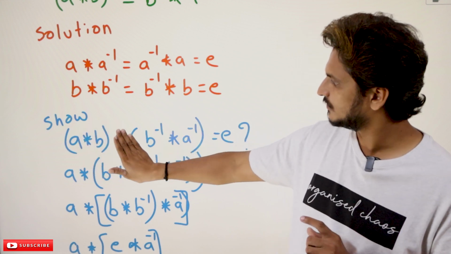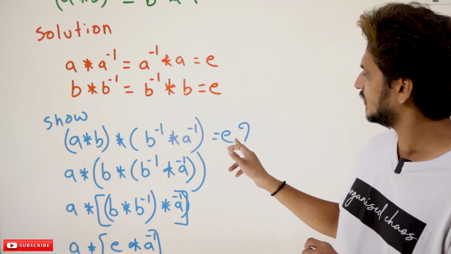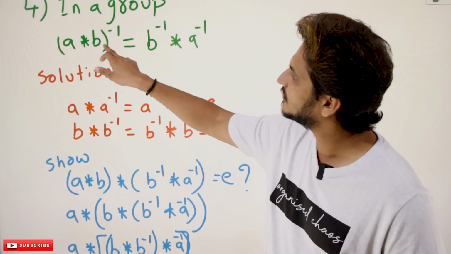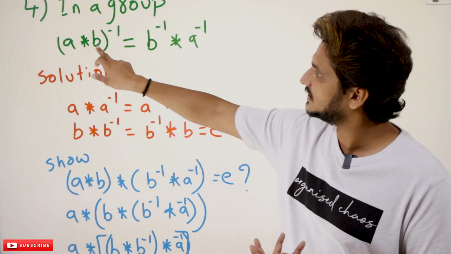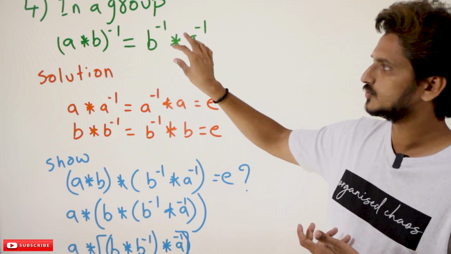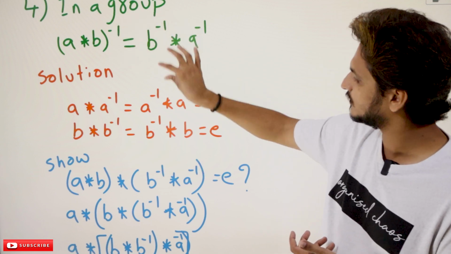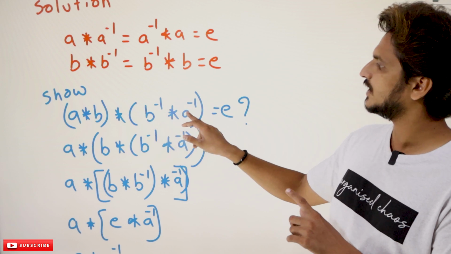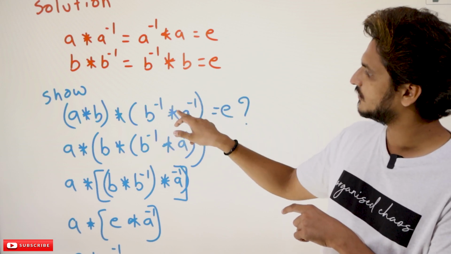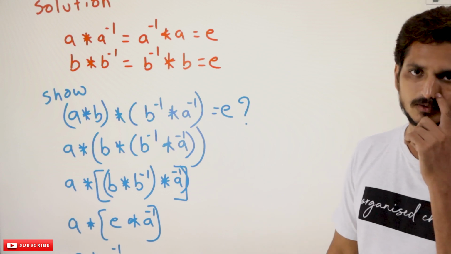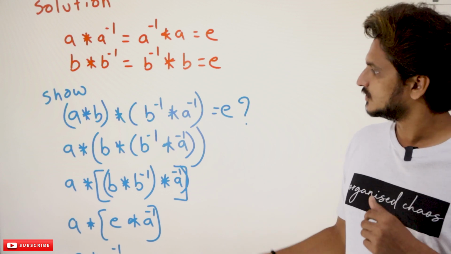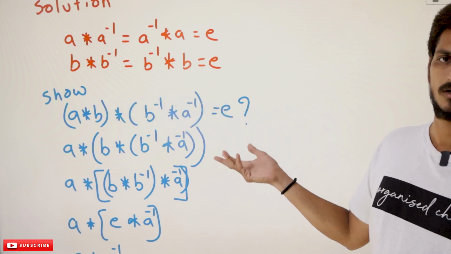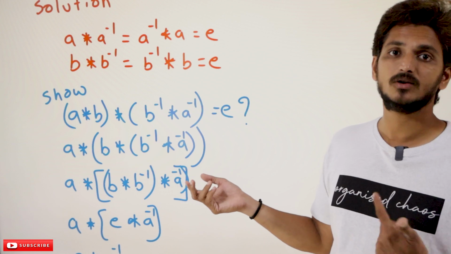We are assuming. So if you assume that the given is true, A star B binary operation, you consider this as X, X binary operation X inverse, you are going to get identity element. X inverse means (A star B) whole inverse. We are assuming that this is equal to this. So in place of (A star B) whole inverse, we are placing B inverse binary operation A inverse. We are assuming that these two are same. So from this, if you take this and show this is equal to E, then we can say that those two are equal.